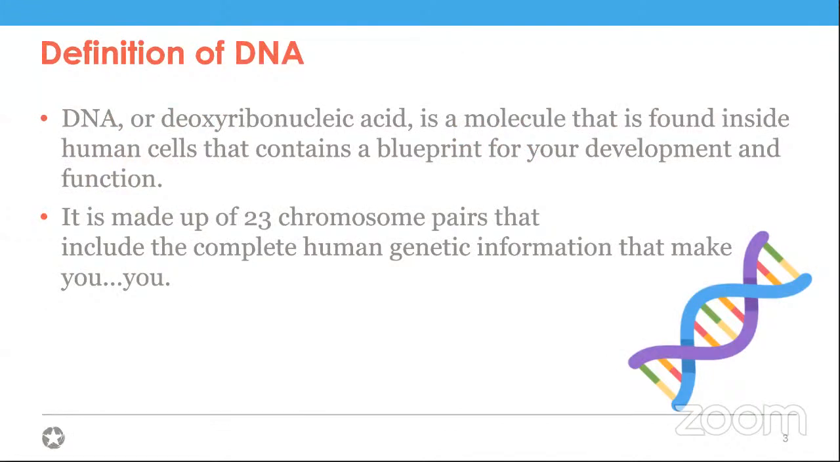All right, so we will get started today with the definition of DNA. DNA, or deoxyribonucleic acid, is a molecule that is found inside human cells that contains a blueprint for your development and function. It is made up of 23 chromosome pairs for 46 total chromosomes. That includes the complete genetic information that makes you, you. So your DNA includes a roadmap for all your genes, from your hair and eye color to your predisposition to certain diseases.